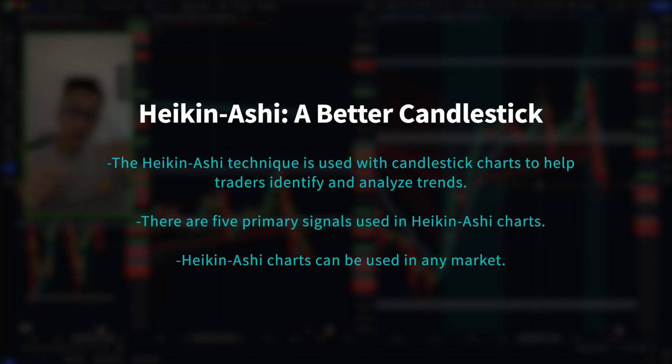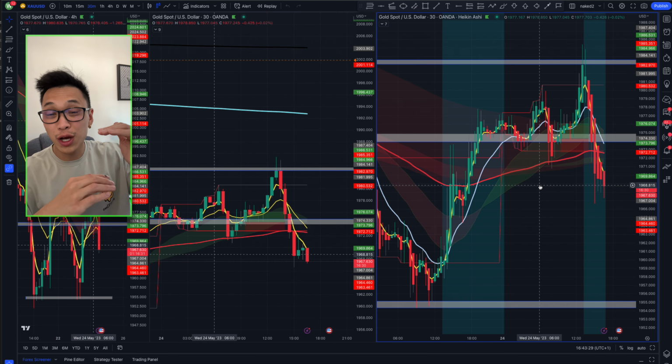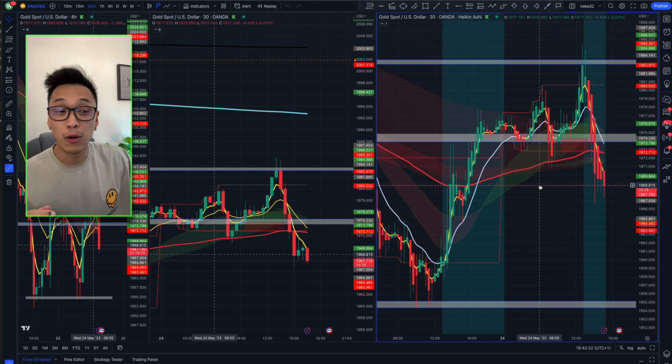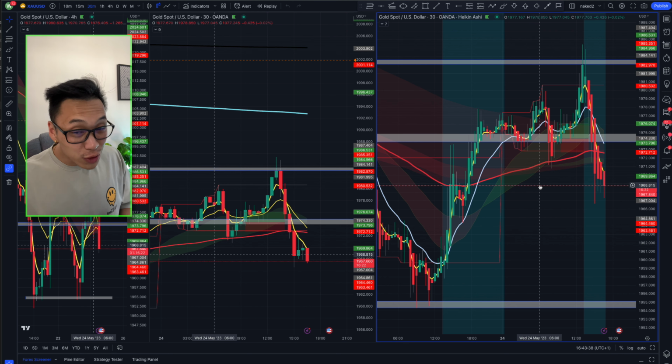So you have your open and you have your close. That's how normal Japanese candlesticks work. They have that whole time frame, and that movement is divided by 4. So what that means is that candlestick then becomes an average. And when it becomes an average, it also reduces a lot of noise.